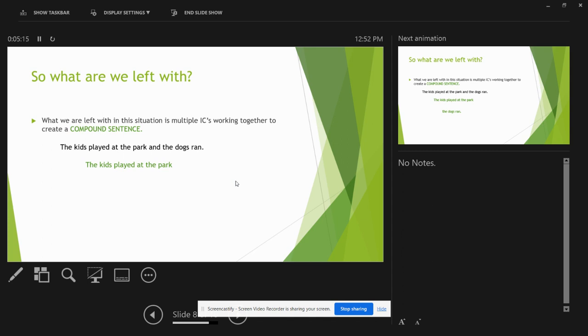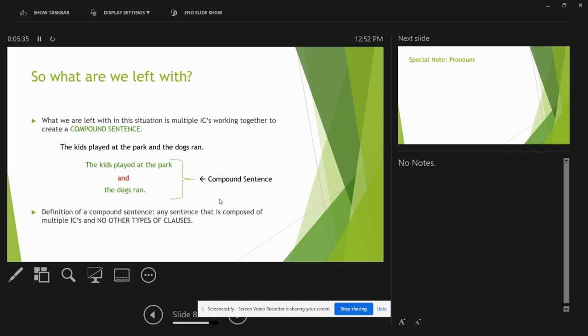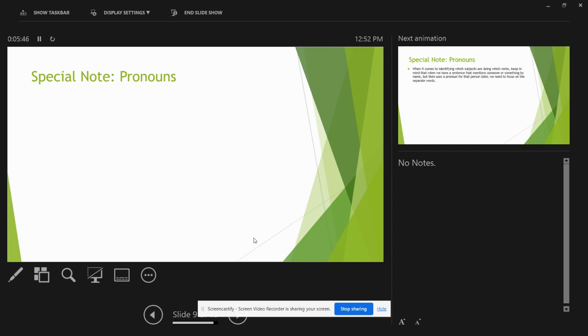Okay, the first independent clause is this: the kids played at the park. The second independent clause is the dogs ran. They're connected by the fanboy and. Okay, so we have two independent clauses and they're connected by a conjunction, this connecting word. It makes a compound sentence. Officially, the definition of a compound sentence is any sentence that is composed of multiple independent clauses and no other types of clauses. Now, special note on pronouns.